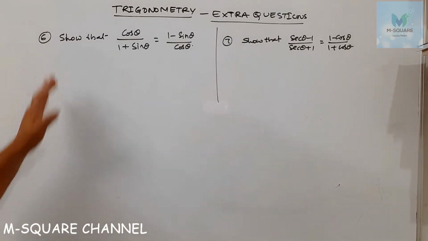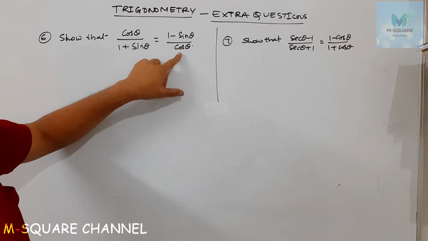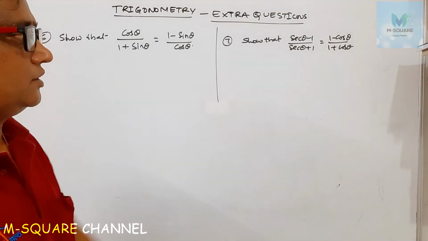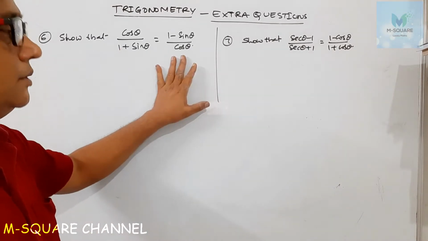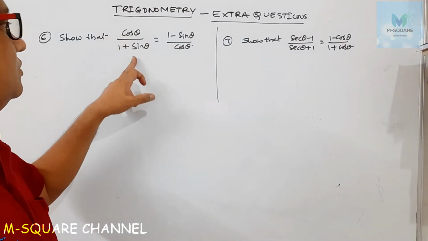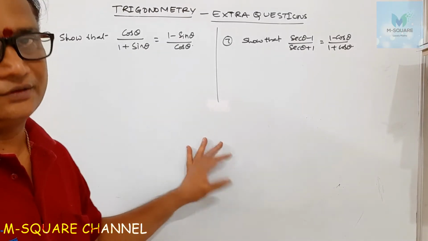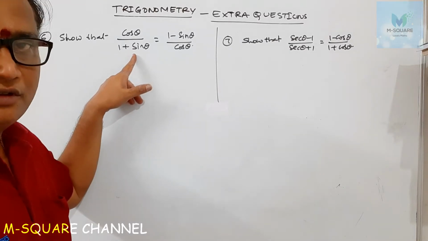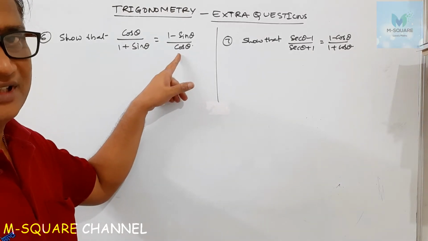In these two questions, the sixth question: show that cos theta by 1 plus sin theta equals 1 minus sin theta by cos theta, and show that (secant theta minus 1) by (secant theta plus 1) equals (1 minus cos theta) by (1 plus cos theta). First observe the first one: you can cross multiply it. Cos square theta equals (1 plus sin theta) into (1 minus sin theta), which means 1 minus sin square theta, that is cos square theta equals cos square theta. That is one method. Otherwise, you can rationalize: take the conjugate of 1 plus sin theta, multiply and divide, and the LHS gives this answer.